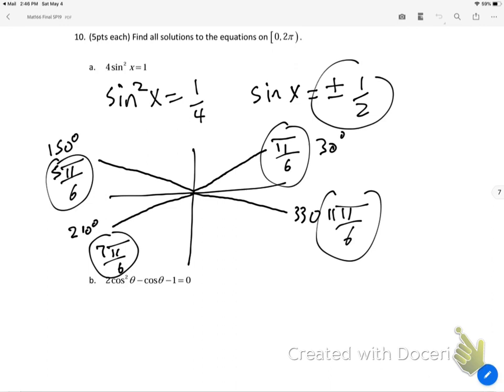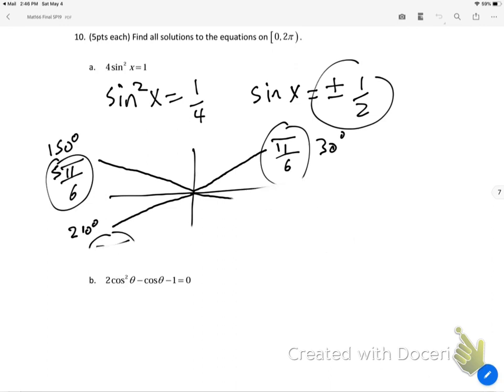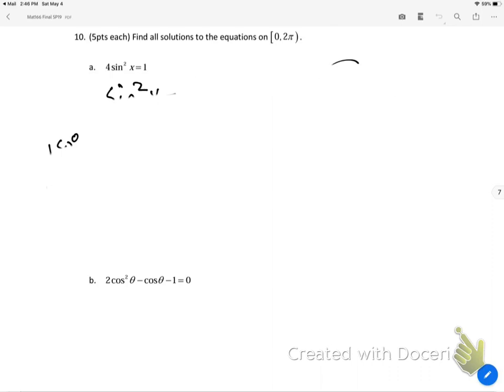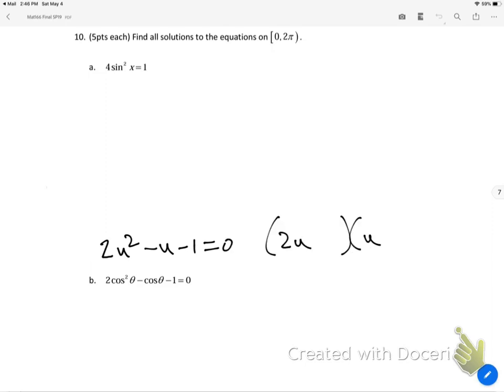Okay, right, let's take a look at this last one here. Now, this is a bit like a quadratic that you're going to have to factor. We tend to write it like this. We replace the cosine with u, the u substitution. So u squared minus u minus 1 equals 0. This will factor into 2u and u, a 1 and a 1, negative, positive. That'll give me that. So in other words, u equals negative 1/2 and u equals 1.